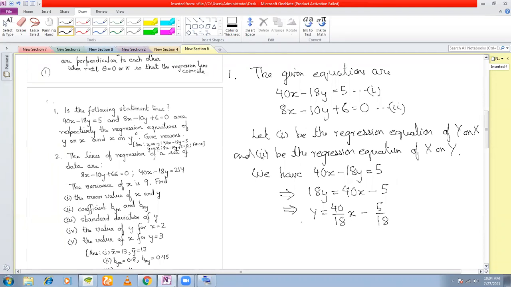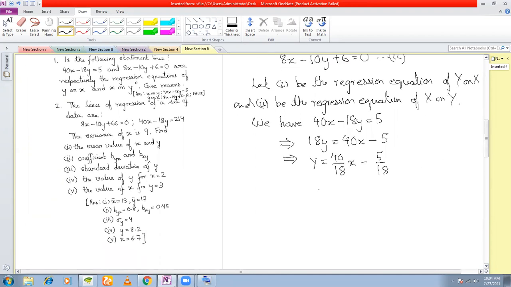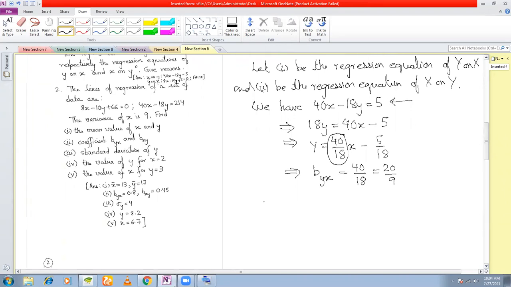See here, you are getting y is equal to this much x minus this. So here byx, regression coefficient of y on x, because we have assumed this equation to be a regression equation of y on x, byx we are getting as 40 by 18, which is equal to 20 by 9. So keep it as it is. Still, we don't know whether this is correct or not. We are still under the assumption. We are going to check our assumption later on.